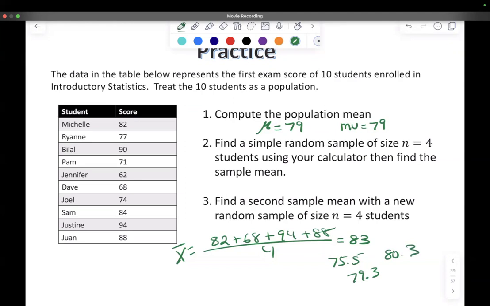Now, these are all over the place because they're samples. That's what happens when you're using samples. And I mean, 80.3 and 79.3, those are pretty close to the 79 that we got for our population, but 75.5 is not super close. The 83 I got is definitely not super close. So obviously, when you can use the population, use the population.